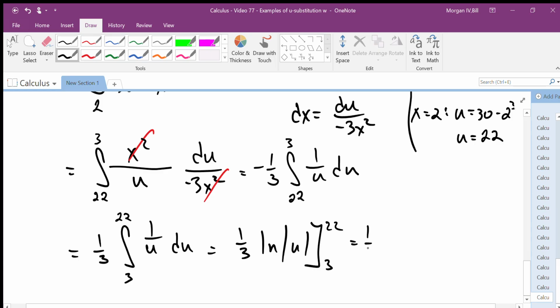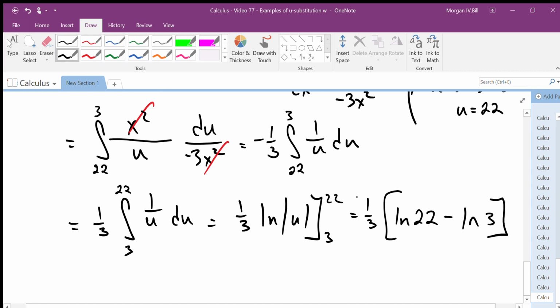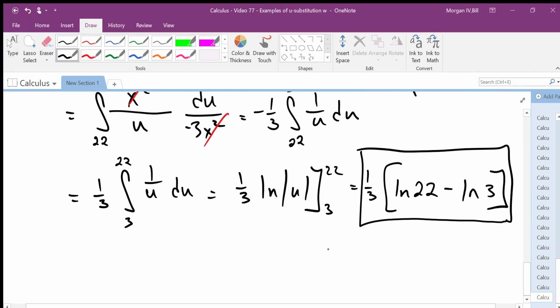This is 1/3 times the natural log of the absolute value of 22. That's just 22, the absolute value of 22 is 22, minus the natural log of the absolute value of 3. Well, the absolute value of 3 is 3. So we have this, which, by the way, is a fine answer. If you want an exact answer, you could leave it like that. That'd be just fine.